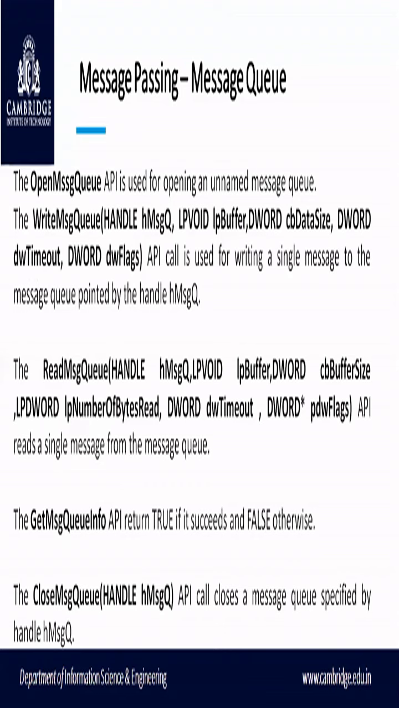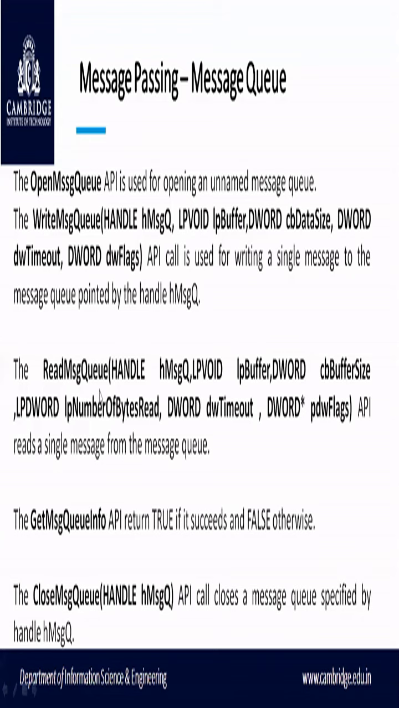Then you have open message queue, which is used for opening an unnamed message queue. You have to open the message queue to know whether any message is present in that queue or not. For that you are going to use this open message queue. Then write message queue. This call is used for writing a single message to the message queue pointed to by the handle H message queue. So whichever message you want to write onto that particular queue, you have to use this write message queue method.